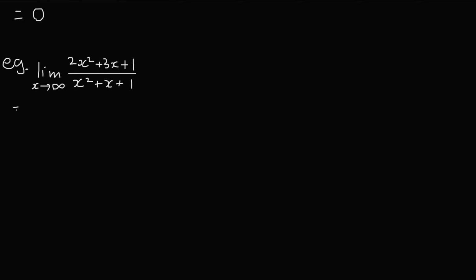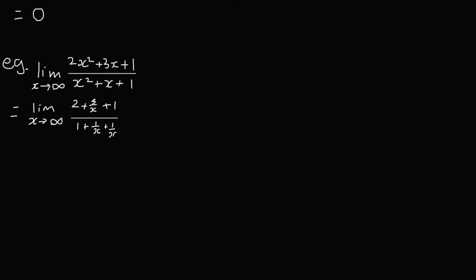Let's look at the second example. Here, you would divide by a common factor of x squared. You try to look for a common variable factor. So this would be 2 plus 3 over x. You divide the numerator and the denominator by x squared in this case. 1 plus 1 over x plus 1 over x squared.